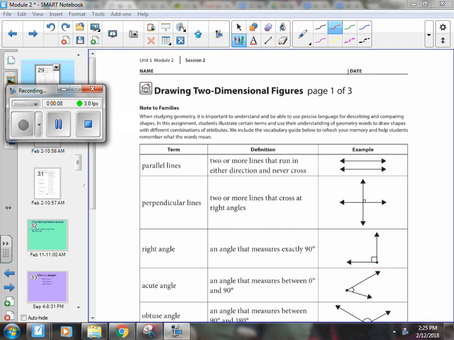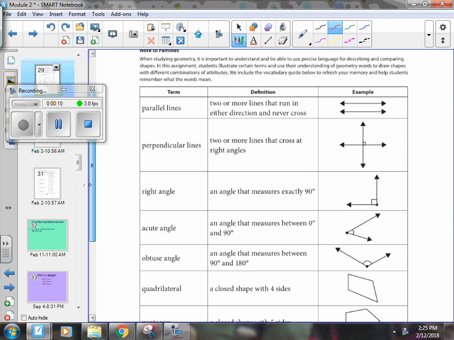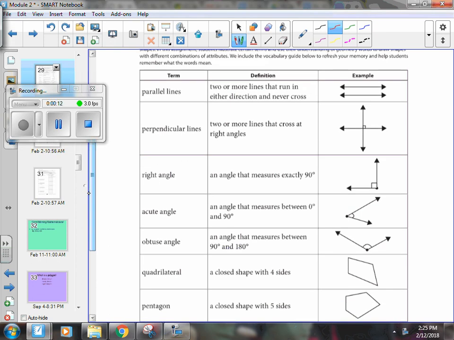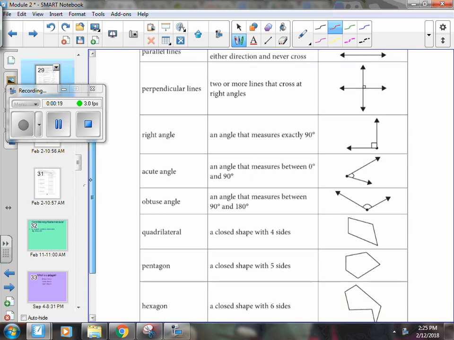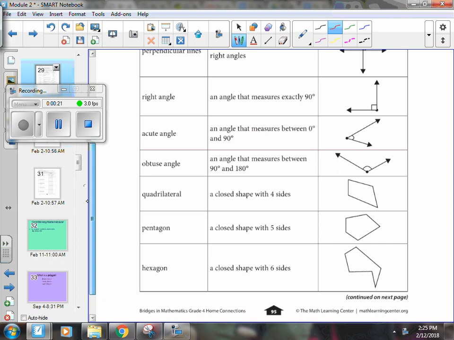Page 95 has a bunch of geometrical terms that we've talked about in class. Parallel lines will never ever cross, they're always the same distance apart. Perpendicular lines are a special type of intersection. They intersect at a perfect 90-degree angle. A right angle, exactly 90 degrees.